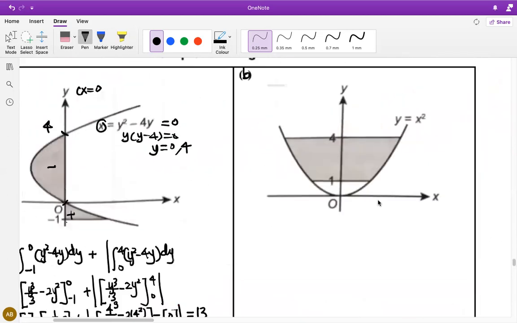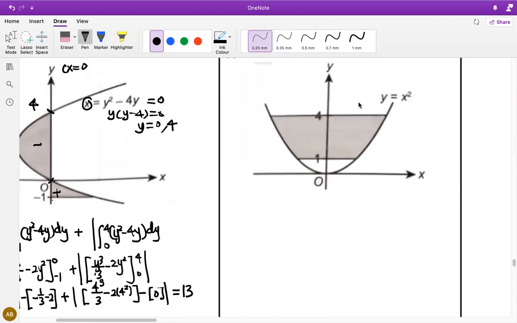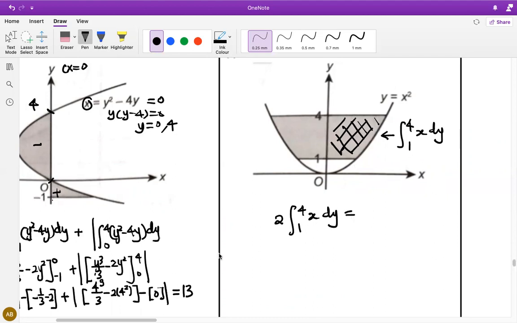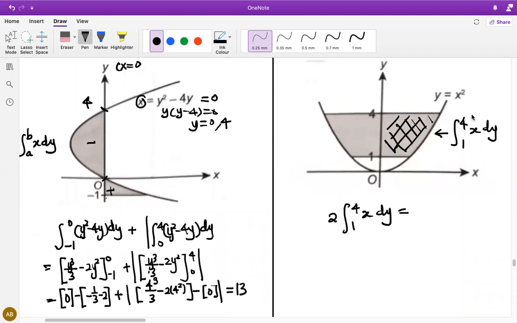Okay, then we come to this question. This question is very interesting. So how to find? When you integrate, it will find this part only. So when you integrate 1 to 4, x dy, it is actually integrating one part only. Therefore, if you want to find the area of the shaded region, you must times 2, from 1 to 4 x dy. Why like that? Because every time we integrate, it's only the area under the curve and the y-axis.